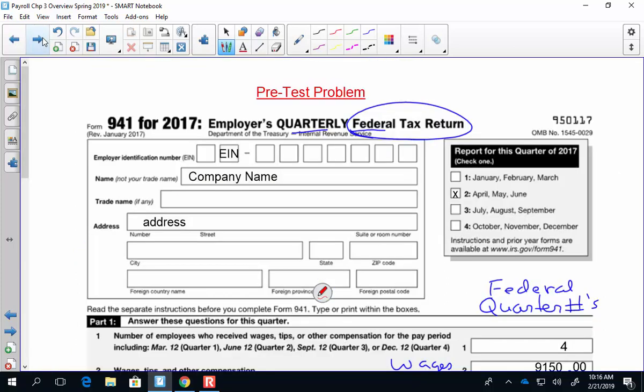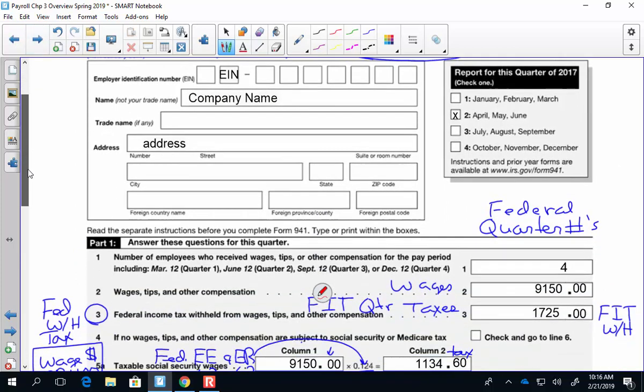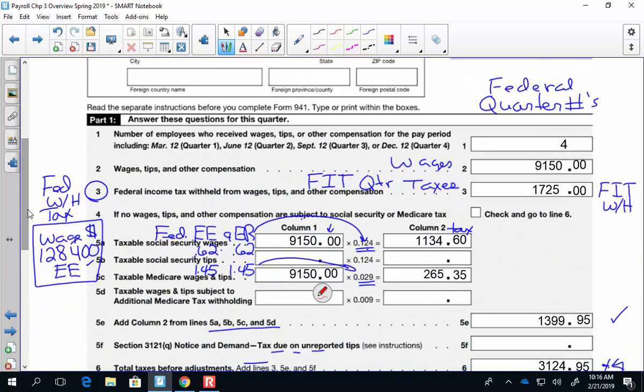So if I look at the 941 form, you'll notice that I already have it completed, but I want to key in on some things. Remember, we had 4 employees, right? That's in box 1. Wages, box 2. These are wages subject to the tax. And we're going to look at gross wages, right? And what I mean by that is before all the deductions.